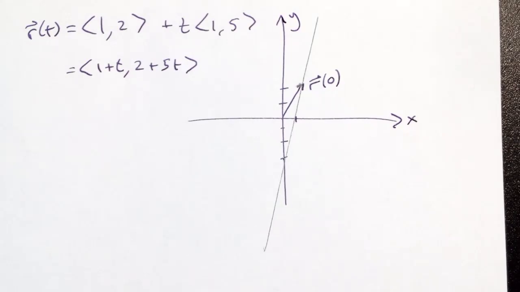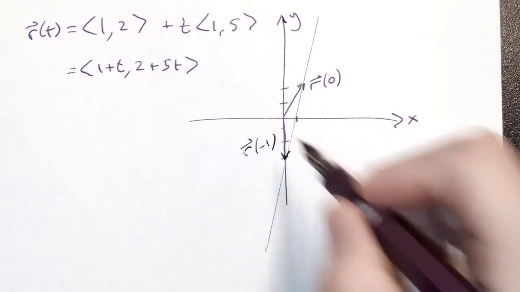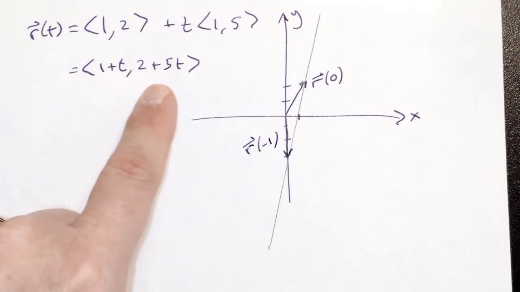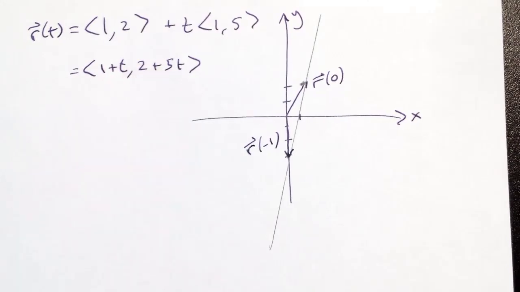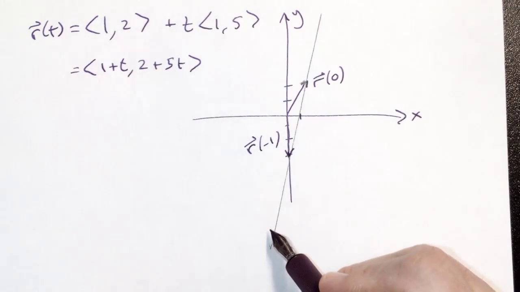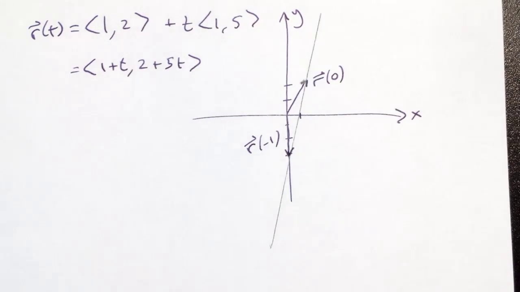R of -1 goes here. How do I know that? Well, if I put in -1, I get 0 and -3. R of 1 is going to go somewhere up here, right? R of -2 is going to go somewhere down here. R of 1/2 is going to be somewhere in the middle here. So r of t is sweeping out this line from the origin. You can think of it as extending to different points.